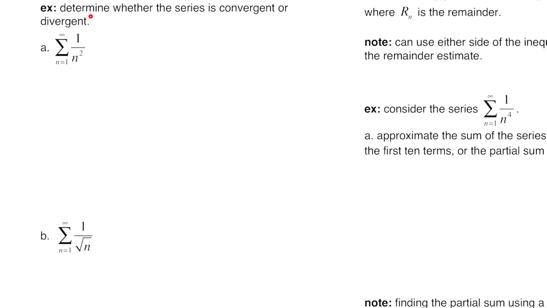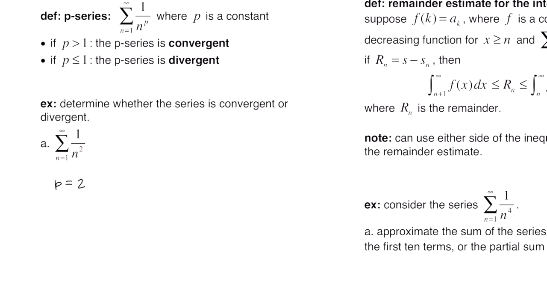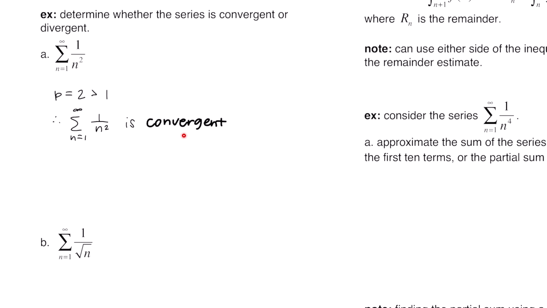This example says determine whether the series is convergent or divergent. For part A, we have sigma n starts at 1 goes to infinity of 1 over n squared. So this is of p-series form, and p is the exponent on the n, so p is equal to 2. And then let's go back and check. 2 is greater than 1, therefore the p-series is convergent. And then I just wrote it out that the series is convergent.